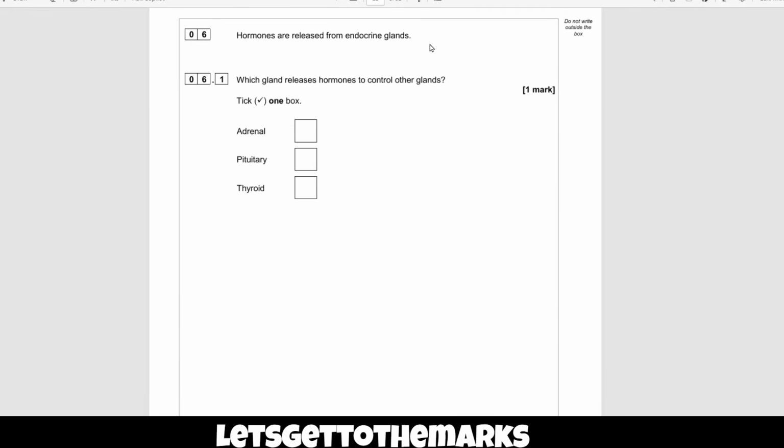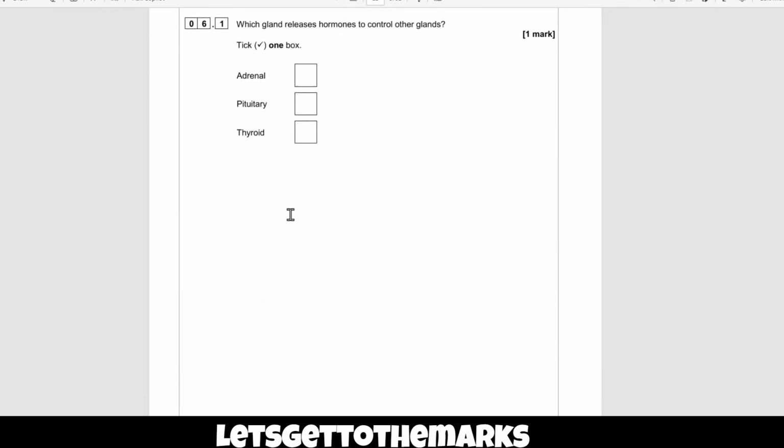Right, we're on to question 6. Hormones are released from endocrine glands. Which gland releases the hormones to control other glands? Which one is known as the master gland? It's the pituitary. It controls the thyroid with thyroid stimulating hormone, TSH. That's the example you need to know.